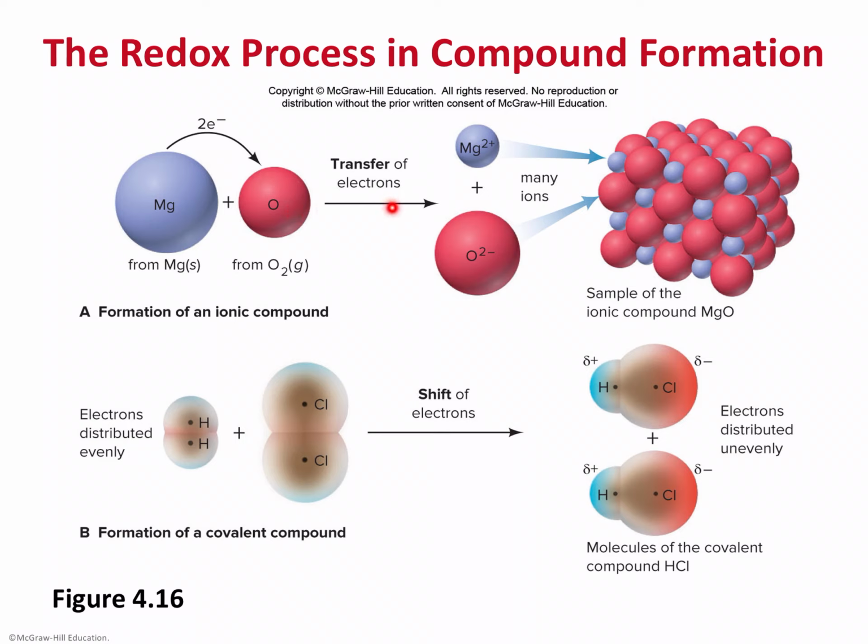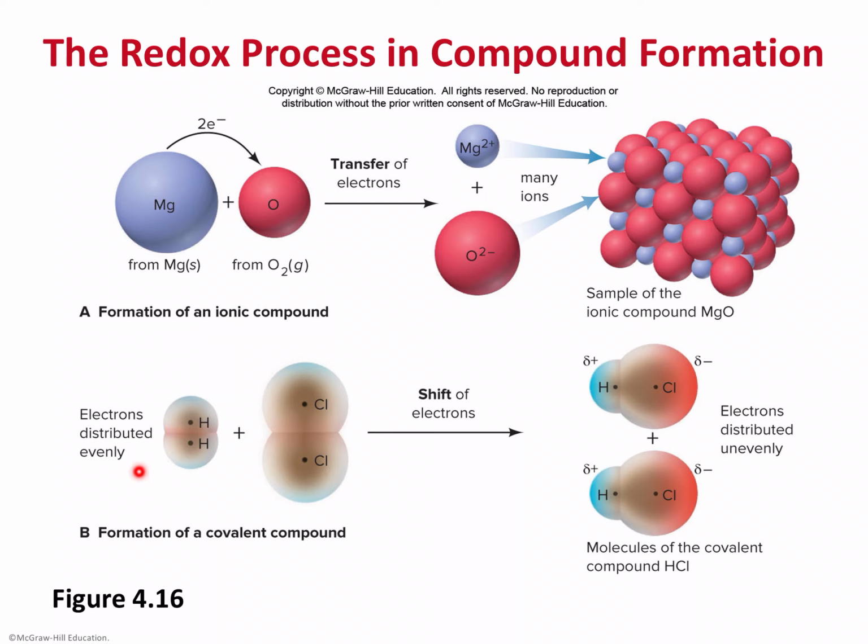And then the transfer of electrons happens. Magnesium will become Mg2+, oxygen will become O2-. So this is the ionic compound magnesium oxide, Mg2+ and O2-. But they were separated as magnesium and oxygen before. Okay, that is the formation of an ionic compound.